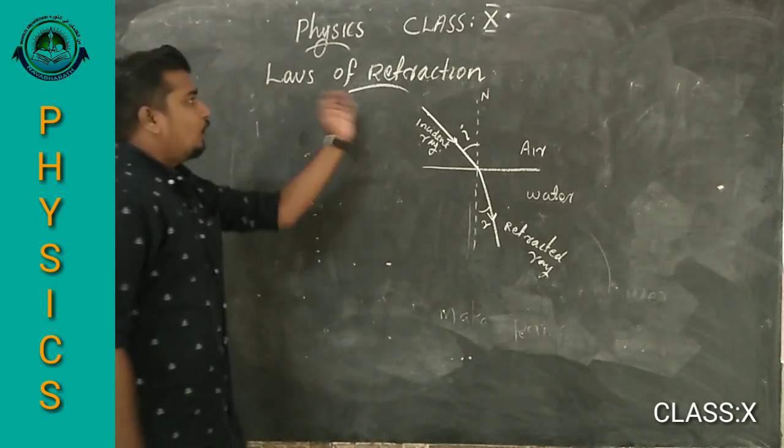According to laws of refraction, the incident ray, the refracted ray and the normal to the interface of two transparent media at the point of incidence all lie in the same plane. This is the first law of refraction. Is it clear? What is that? The incident ray, the refracted ray and the normal to the interface of two transparent media at the point of incidence all lie in the same plane.